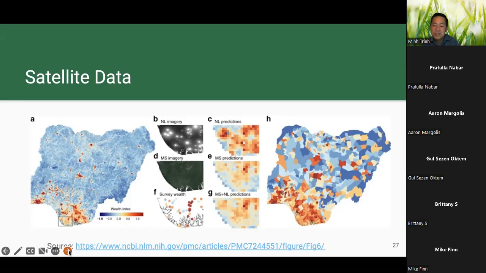And then C, E, and G, the pictures depend on whether you use only data from the nighttime light, multispectral, or a combination of both. You can get combinations, and you see it's more spread out. Usually it's better to use more inputs than fewer, because they have more diversification. Okay, so this is satellite imaging. Next slide, please.